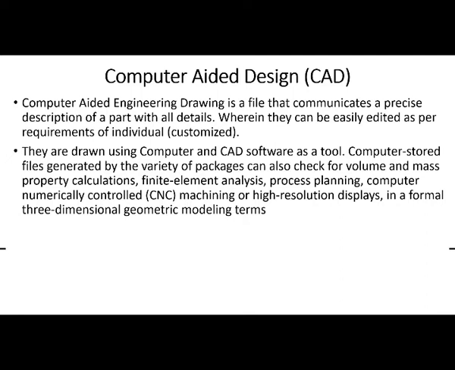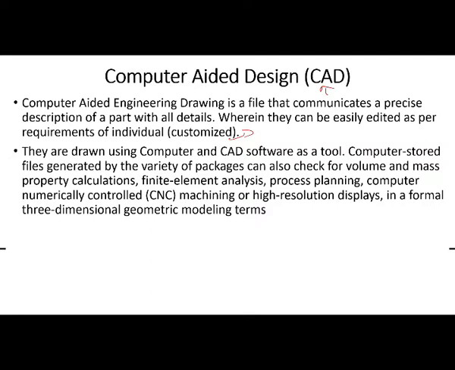So what is computer aided design? In short, we say CAD. A computer aided engineering drawing is a file that communicates a precise description of a part with all details, and it can be easily edited as per the requirements of individuals. We can customize, modify, edit, and increase the length, dimension or anything. That all comes under CAD. They are drawn using a computer and CAD software.